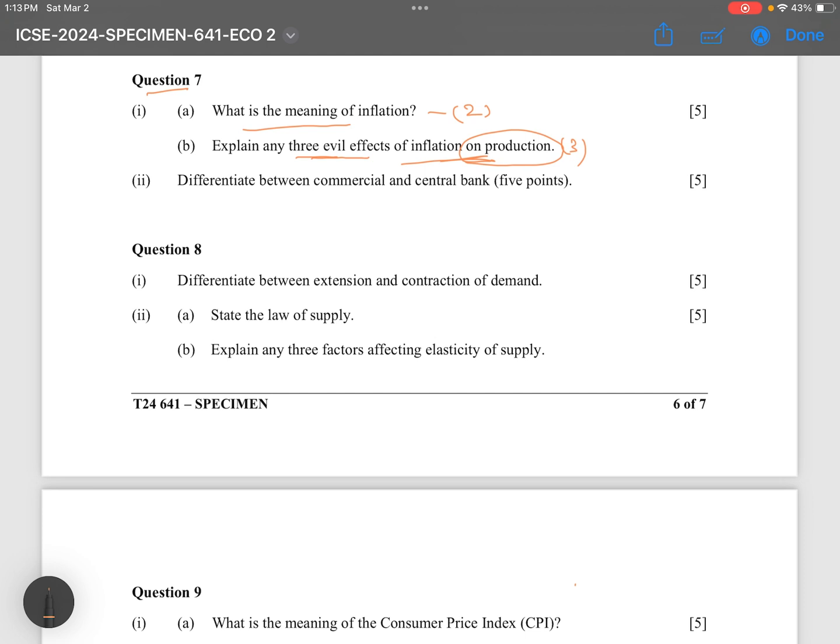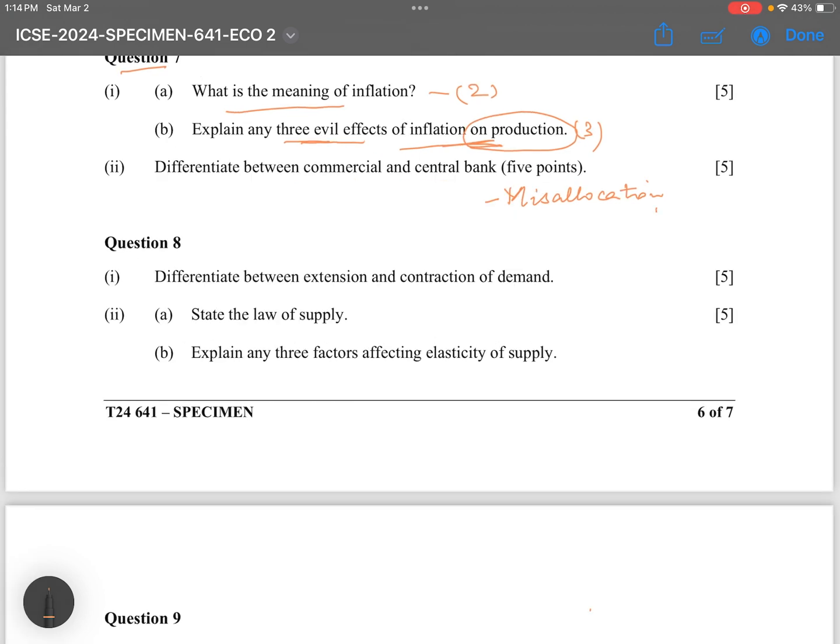So you have advantages, you have good effects, you have evil effects. So good effects could be that if there is inflation in the economy, producer is motivated to produce because he can earn more profit per unit. What would be the evil effect? Evil effect is it could be misallocation of resources. How? Now, in this case, what happens if there is inflation, if the prices of goods are rising, the producer could divert his production from essential to non-essential goods.